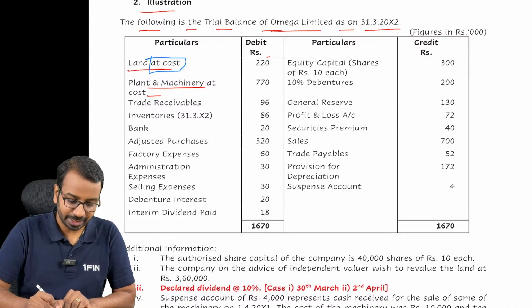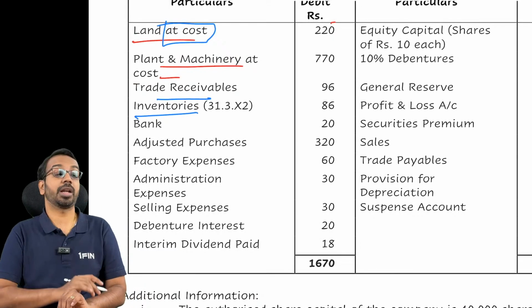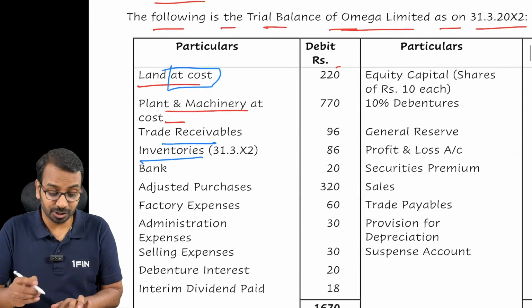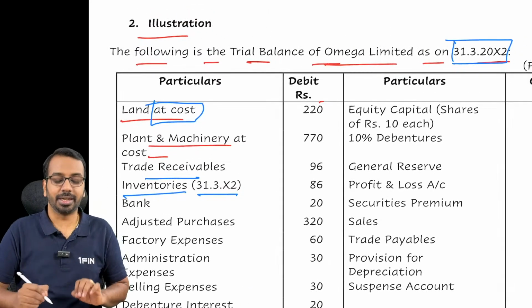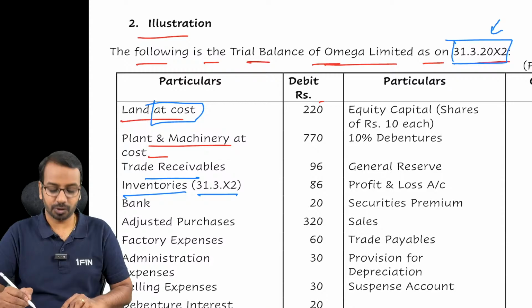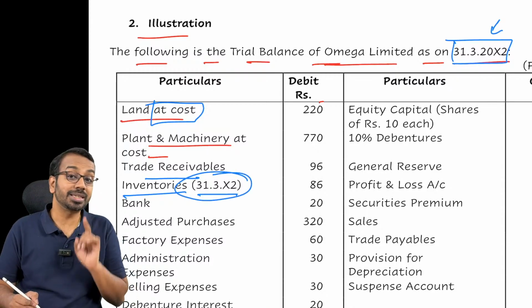All right. Then trade receivables, our sundry debtors. Inventories. Now here is where I want you to pay specific attention on the date. Generally, we tend to ignore the dates. Here the date is 31st March of year 2. And here the date is also 31st March of year 2. Now, what does that mean?